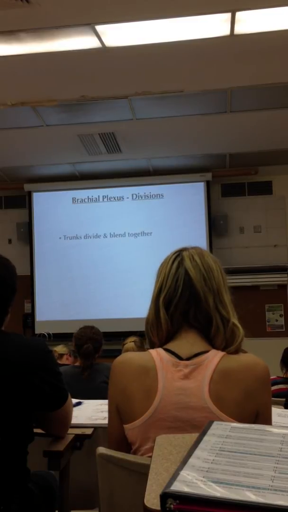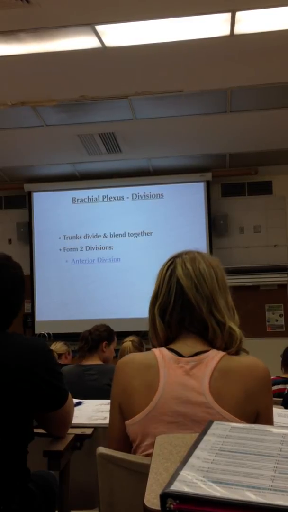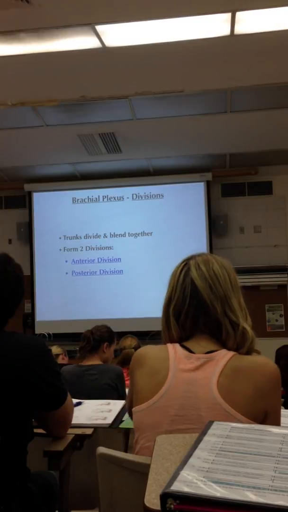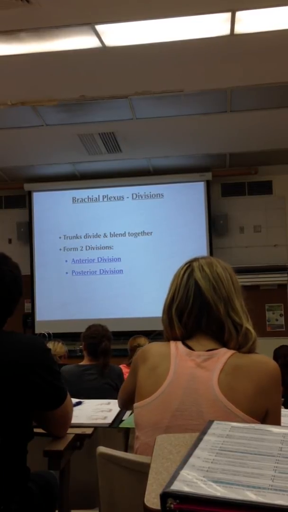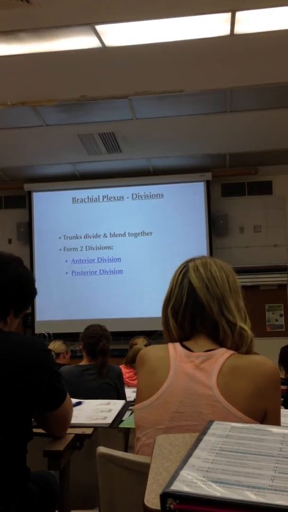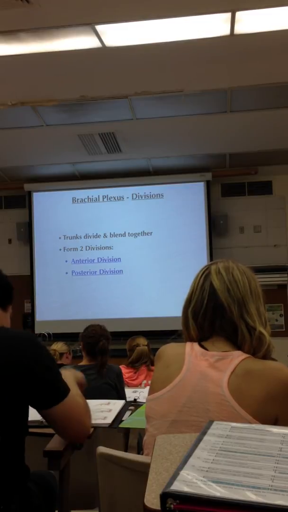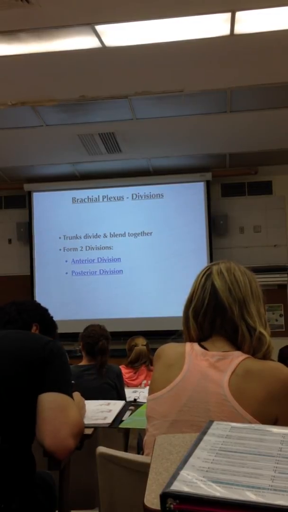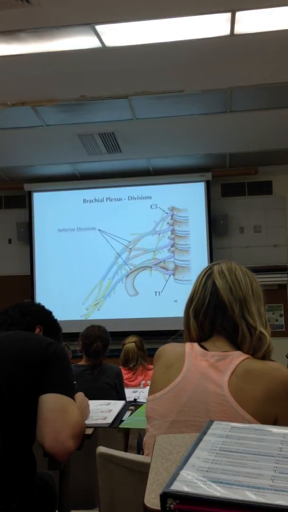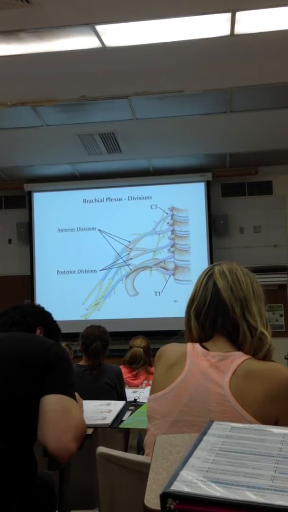The next thing that happens is it forms divisions. There's 2 divisions, an anterior and posterior division. We don't see this well on the model, so all I want you to know is that there's an anterior and posterior division. I'm not going to ask you which branches go where, okay? And just to show it to you, that's these right here, anterior, posterior, okay? Now you can see there's some mixing going on here.